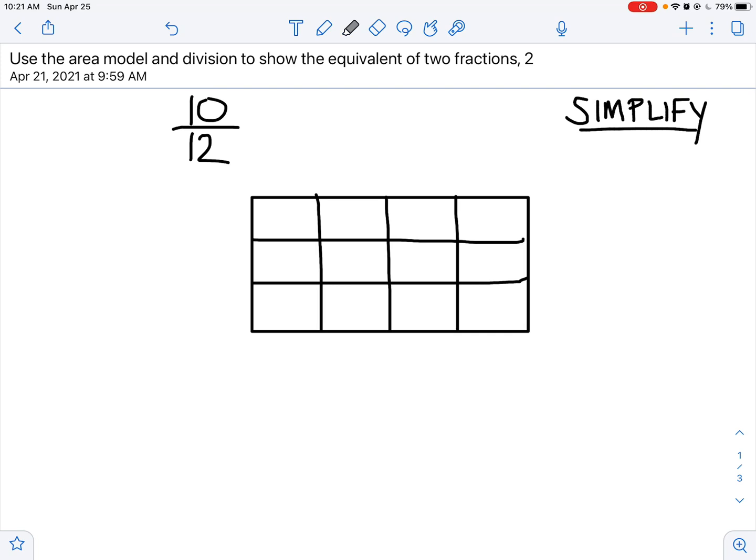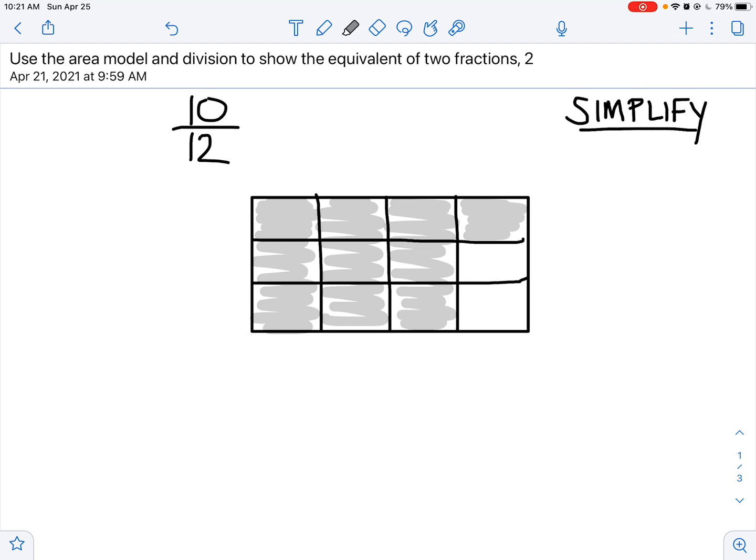Our first example asks us to show 10 twelfths. So I want to take a look at this because I've made a 3x4 array, so I have 12 parts. If I shade 10, the way we were kind of doing it last week, I can go down and go 3, 6, 9, and then 1 extra.